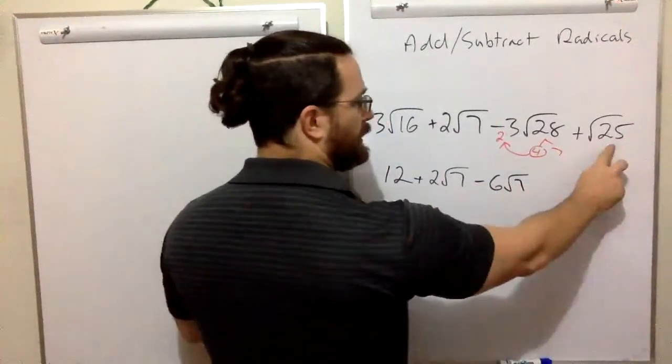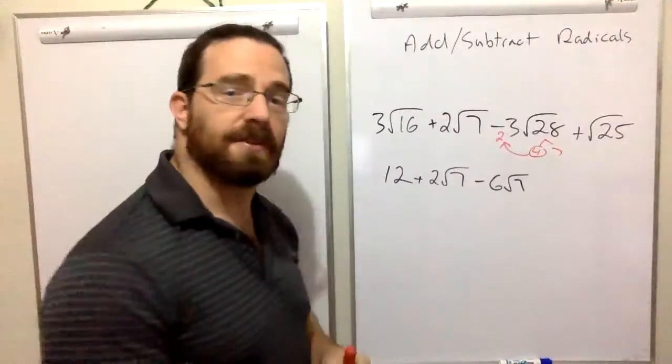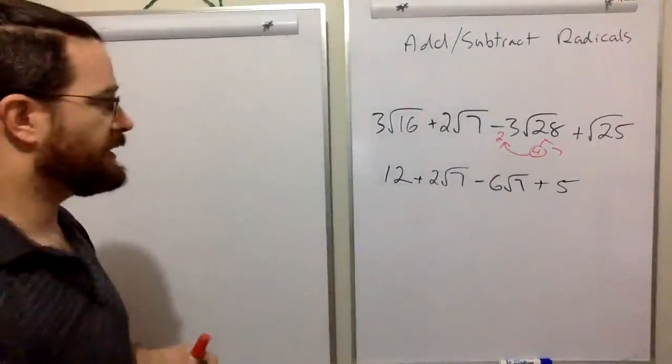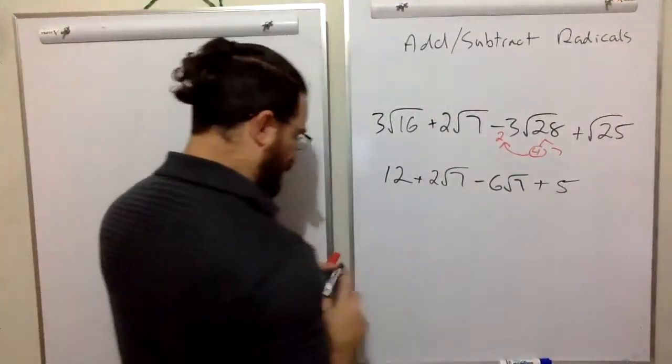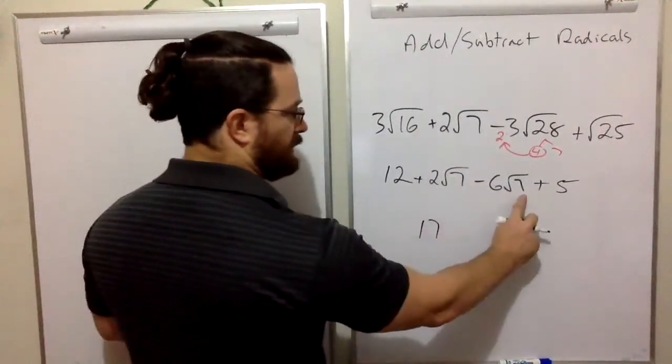And then over here, 25. 25 is a perfect square. Square root of 25 is just 5, plus 5. So now my 12 and my 5 I can combine. So 12 plus 5 is going to make 17. So I get 17. And then radical 7 and radical 7.